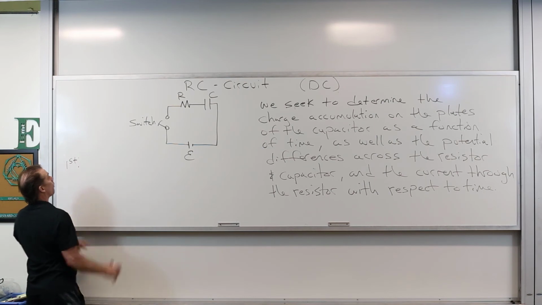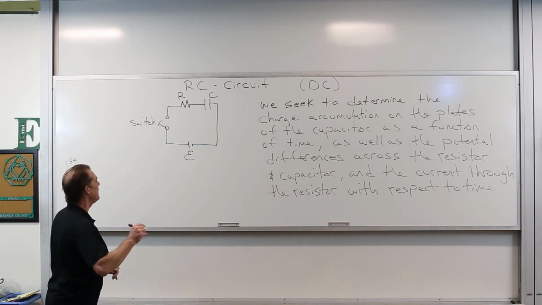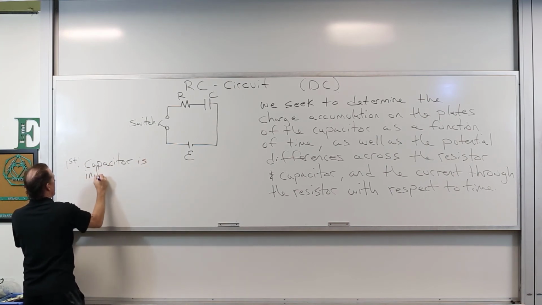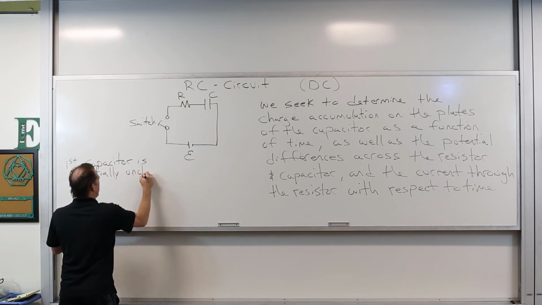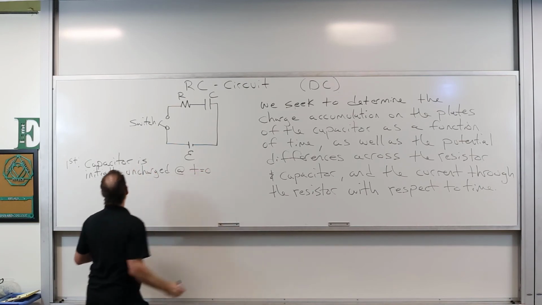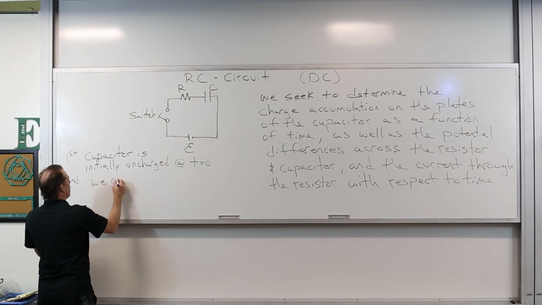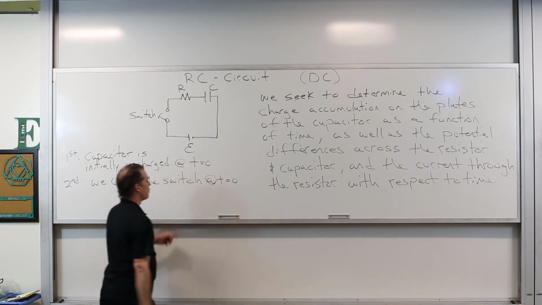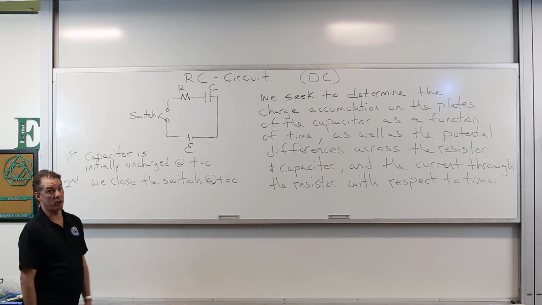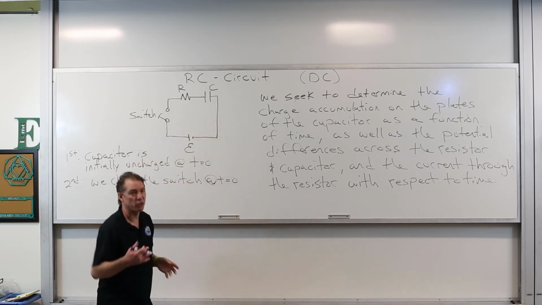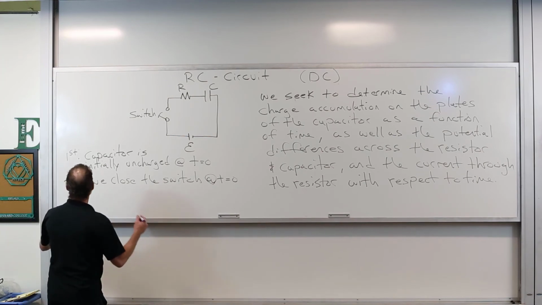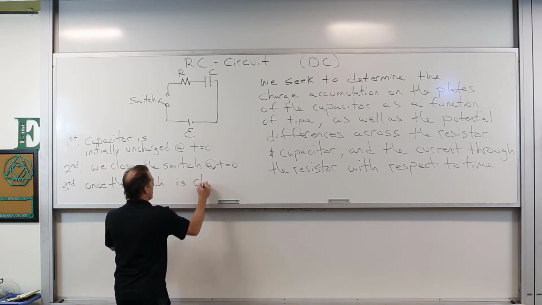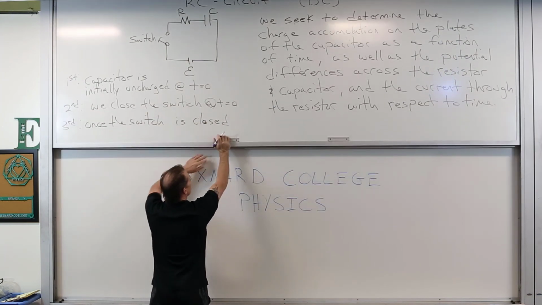First, we're working under a condition that the capacitor is initially uncharged at t equals 0. Second, we close the switch at t equals 0, then what happens? Well, there's going to be a potential difference across the resistor and, well, eventually across the capacitor as well. So the idea is, once the switch is closed, press the switch. It's closed.